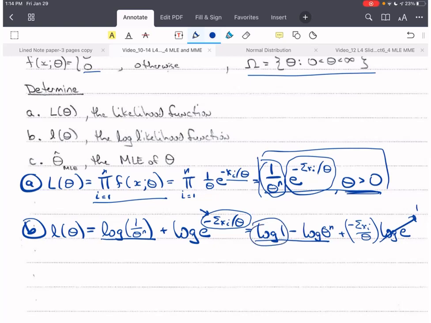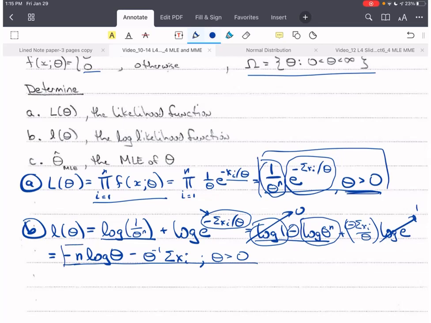Now log of 1 is always 0. So I'm left with negative log theta to the n right here. So that means I can make that n log theta. Don't forget your minus sign. So minus n log theta. And then I have plus times a minus here. So minus theta to the negative 1 sum of xi. Okay, so that is part B here. And again, theta is greater than 0. So this is my solution right here to part B.